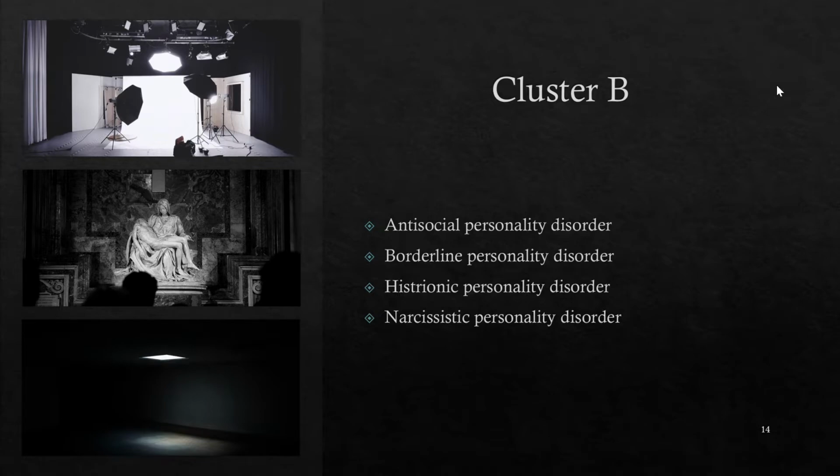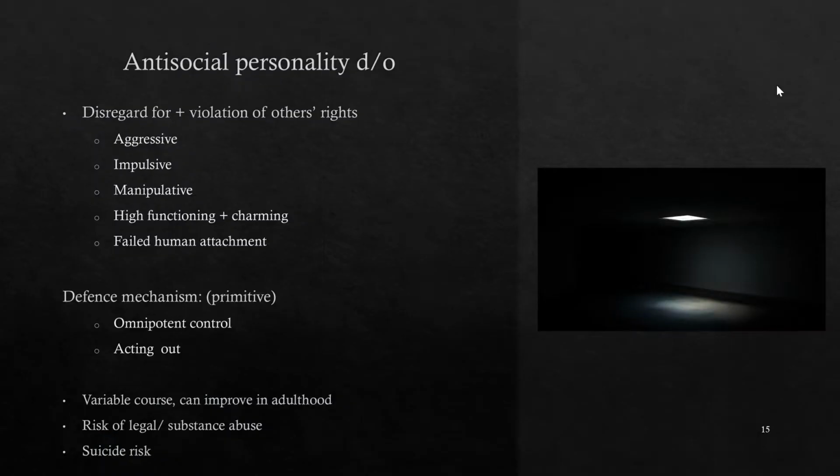Next are our cluster B personality disorders. These include antisocial, borderline, histrionic, and narcissistic personality disorders. First on our list, antisocial. This is when the patient has a disregard for and a violation of other people's rights. They can present as aggressive, impulsive, manipulative, high-functioning and charming, and they can also have failed human attachments. Their defense mechanisms are mainly primitive. This diagnosis has a variable course, and it can improve in adulthood, but dependent on the individual. There is risk of legal problems as well as substance abuse, as well as suicide.